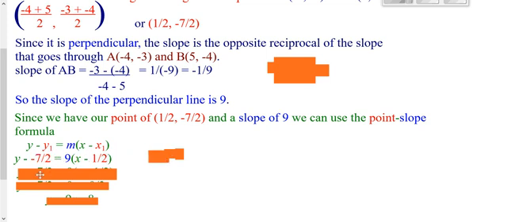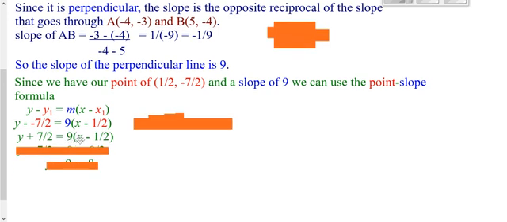Then all we have to do is try to get y by itself. On the left-hand side, you're subtracting a negative, so you know it's plus. Right-hand side, we could distribute through, and then we could go ahead and subtract a 7/2 from both sides. And then this would be the equation of our perpendicular bisector.